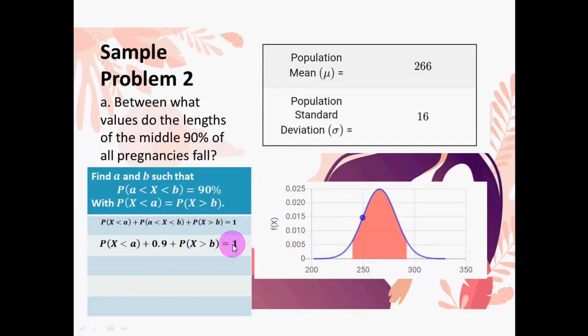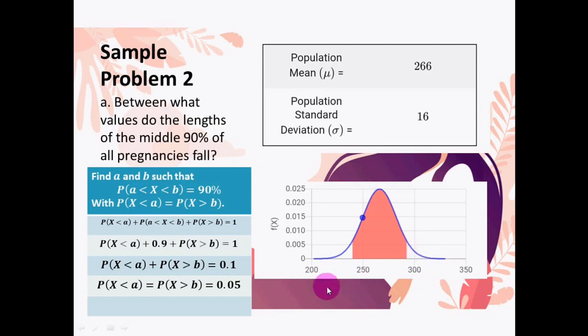And now, given that this middle area here is 90% or 0.9, then we subtract 0.9 from both sides of the equation. So yung right side magiging 1 minus 0.9, which is 0.1. Ngayon, if two equal values, their sum is 0.1, then each of them must be equal to 0.05. So it means this area here is 0.05 and this area to the right here is 0.05.